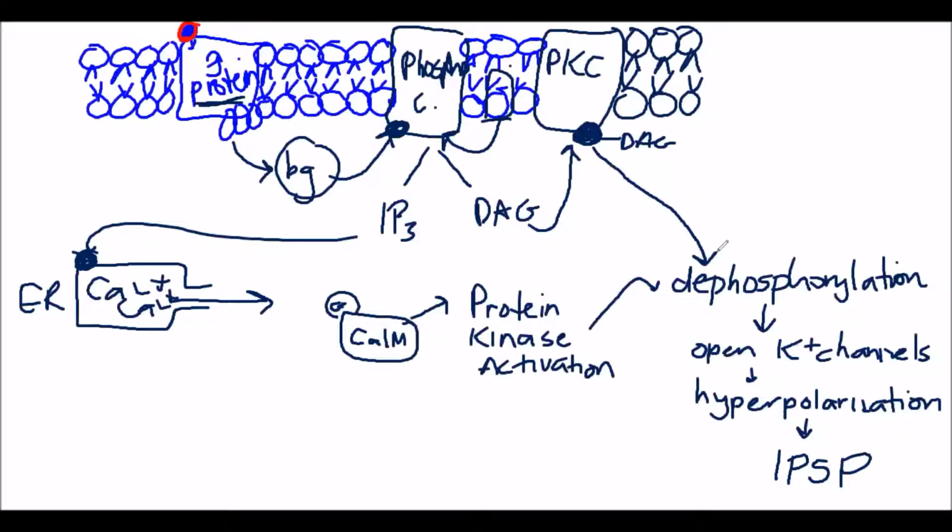So, in summary, beta gamma subunits normally lead to an IPSP, whereas alpha subunits of a muscarinic receptor lead to an EPSP.